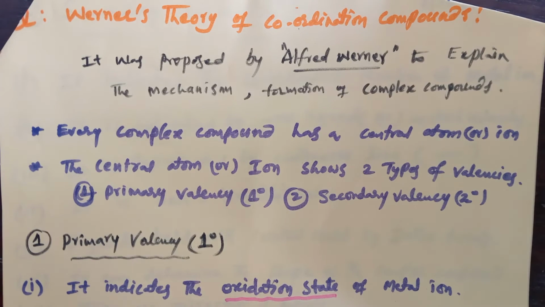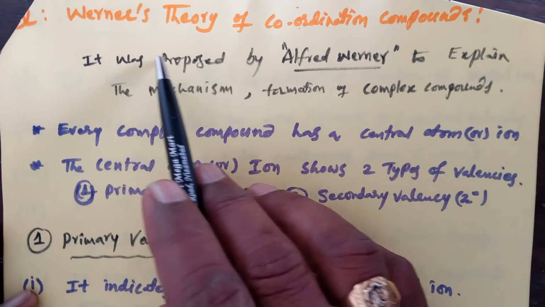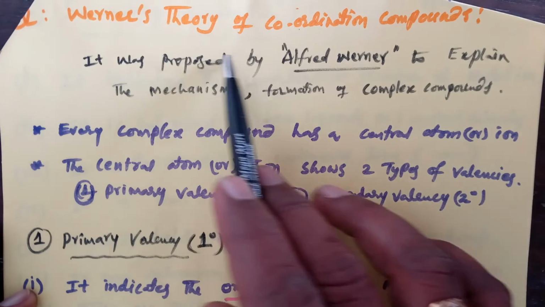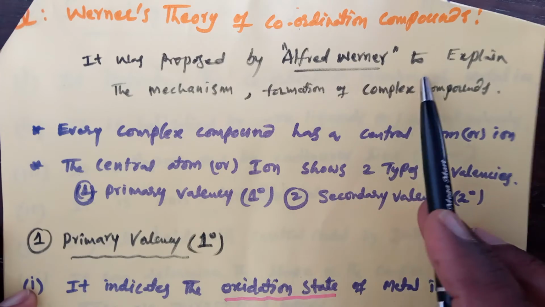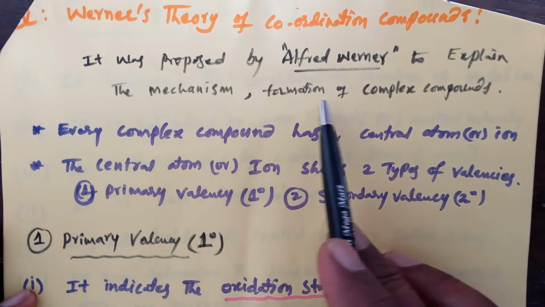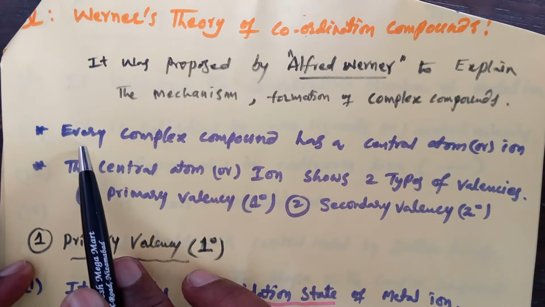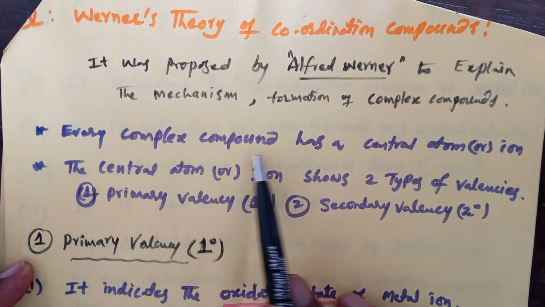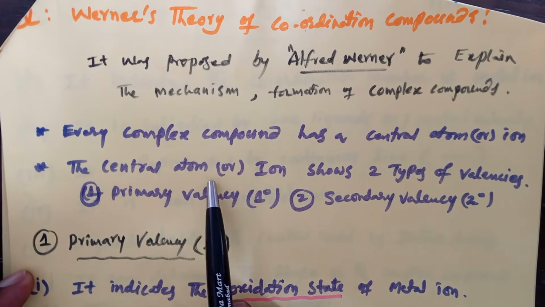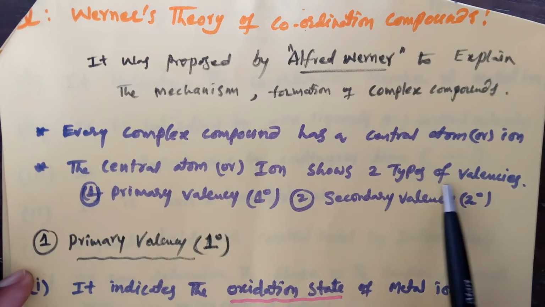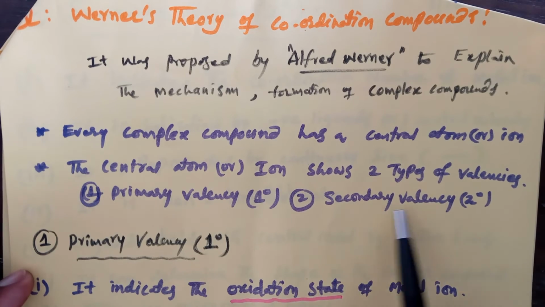Right, the next very important question is Werner's theory in d and f block elements. The question is Werner's theory of coordination compounds. It was proposed by Alfred Werner to explain the formation of complex compounds. In this theory, the first very important postulate is that every complex compound has a central atom or ion. The second point, the central atom or ion shows two types of valencies: primary valency and secondary valency.